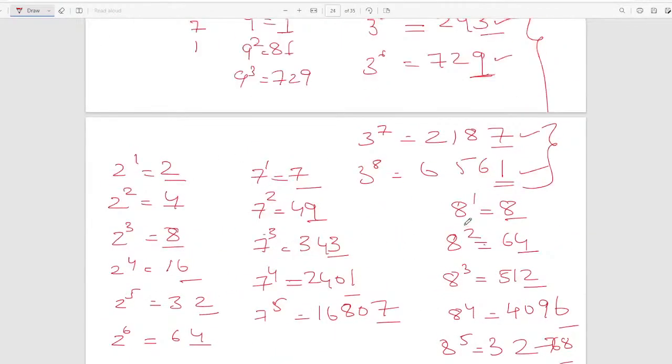See, for example, now let's say they are asking 3 raised to 2000, and you know the cyclicity of 3 is 4. So you have to divide the power, 2000, by 4, and this number is divisible by 4. So the remainder would be 0.